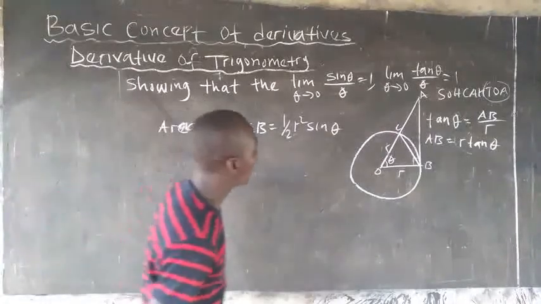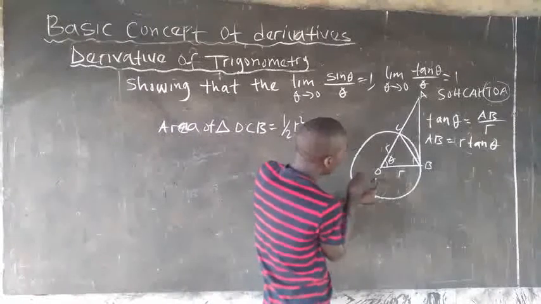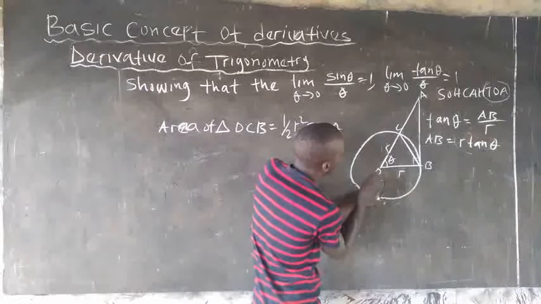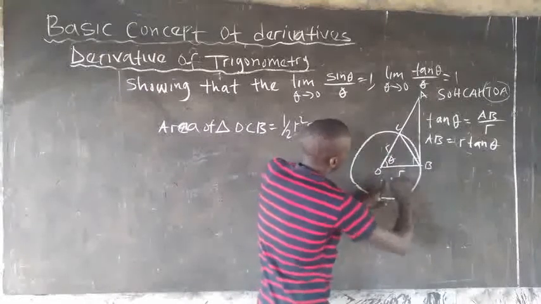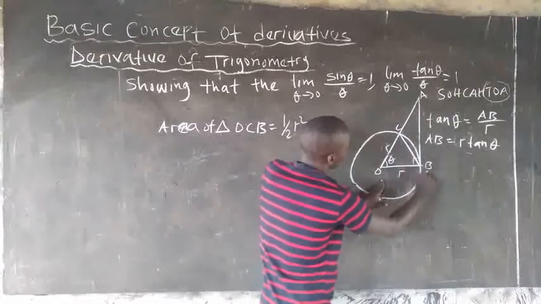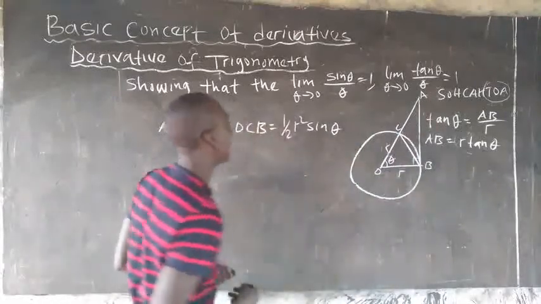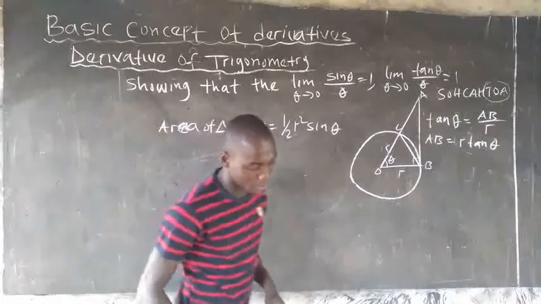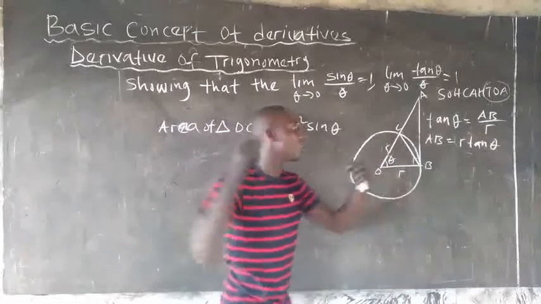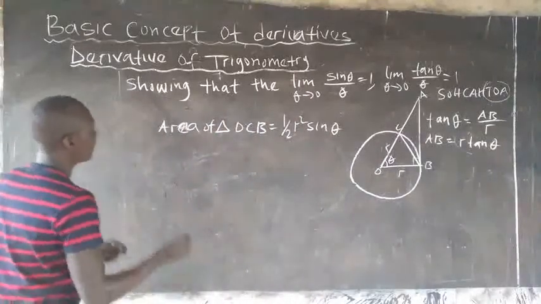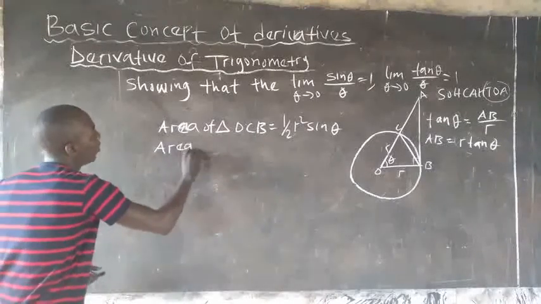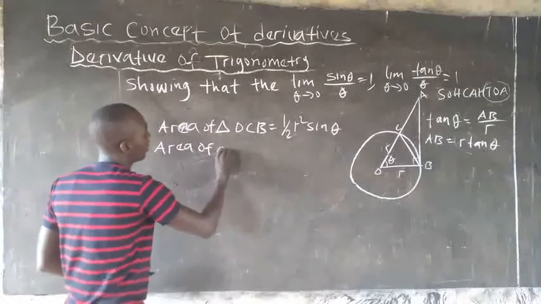So another thing here, I will consider the area of the sector OCB. This part OCB. Don't forget the area of the sector is nothing but theta over 360 times pi r squared. So here we are considering the area of a sector.